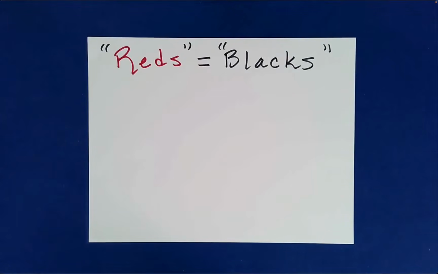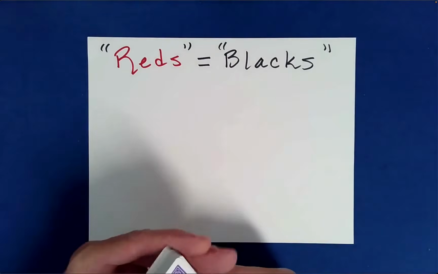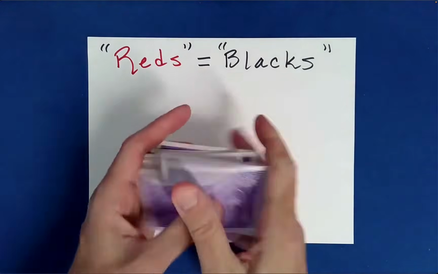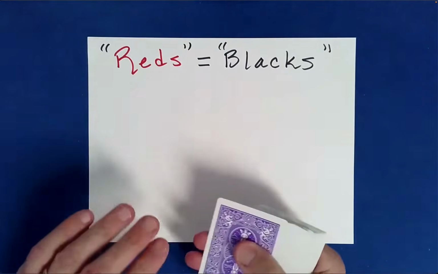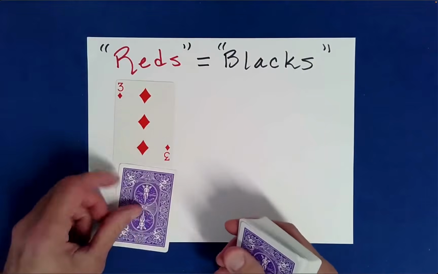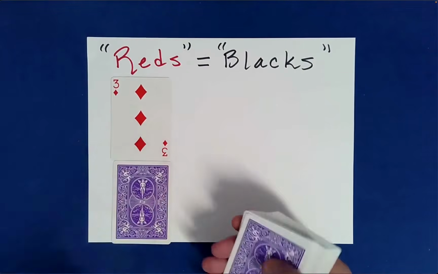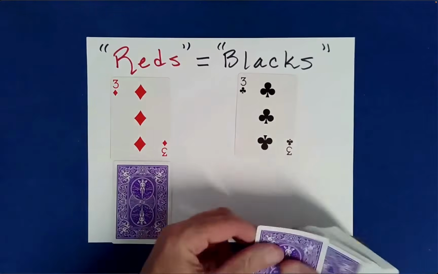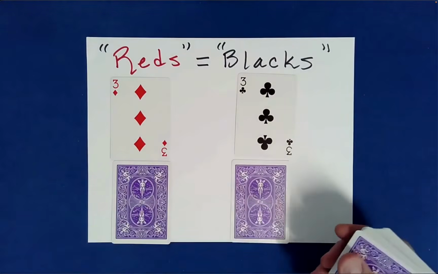Okay, for our second application of the equal opposite parts principle, I call it reds equal black. So what we're going to do here is I've started with a shuffled deck. It truly is shuffled. Doesn't matter what order these cards are in. And so if it's red, I'm going to put it on the left and then place a card below it face down. If it's black, I'm going to put it on the right with one card face down below it, okay?